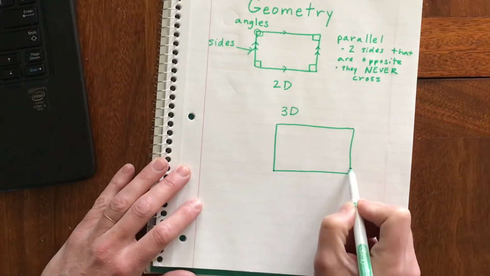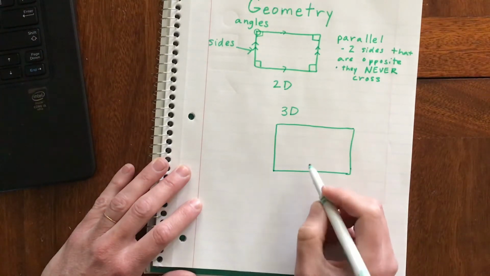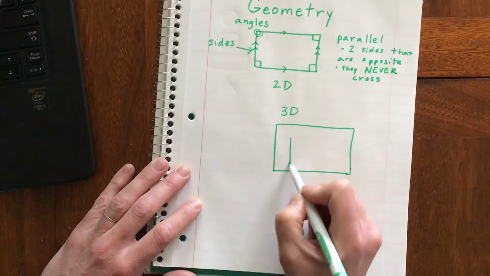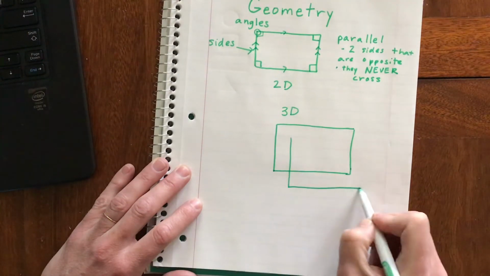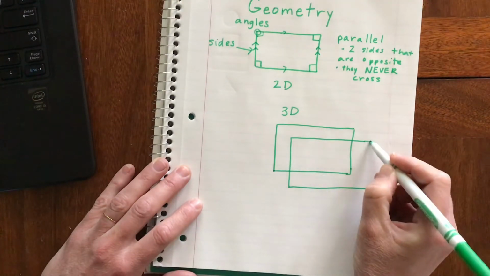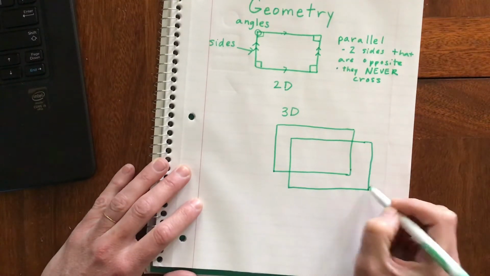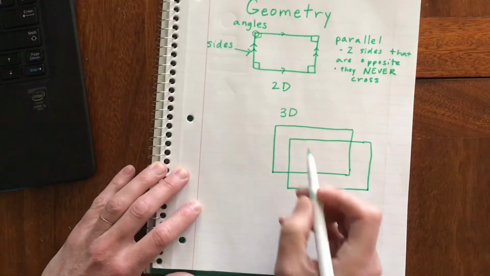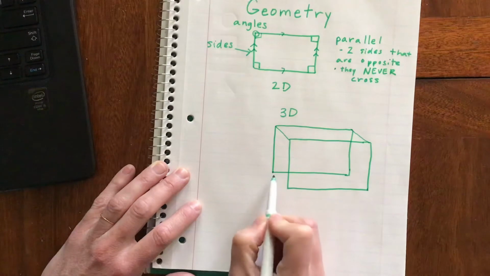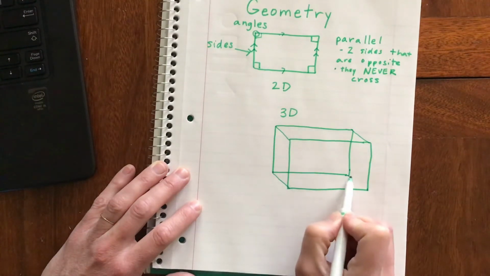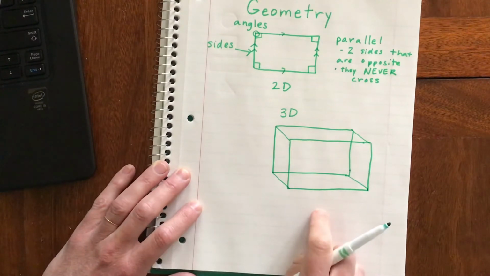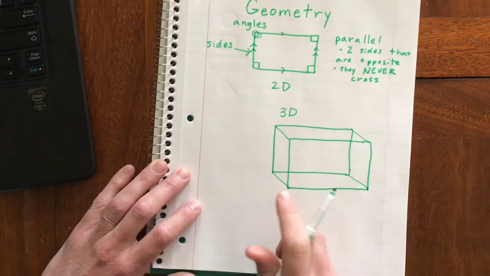Draw this with me. We're going to make it 3D. So I made my rectangle. I'm going to do another rectangle, kind of offset it like that, a little further, like that. And I'm going to connect the corners, and it's going to make me, there we go. This is a 3D shape. It's called a rectangular prism, but we'll get to that later.